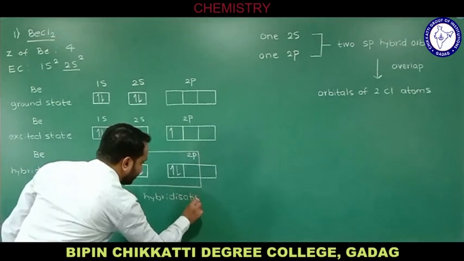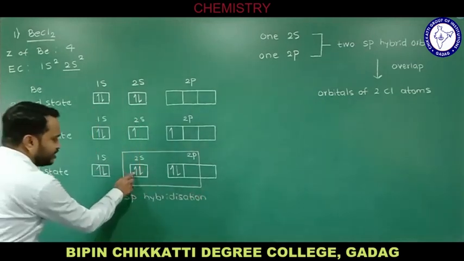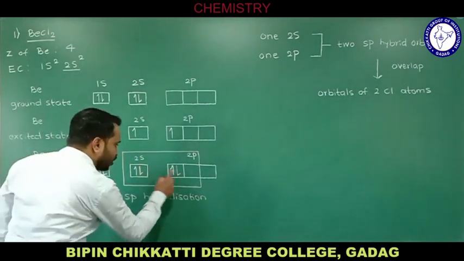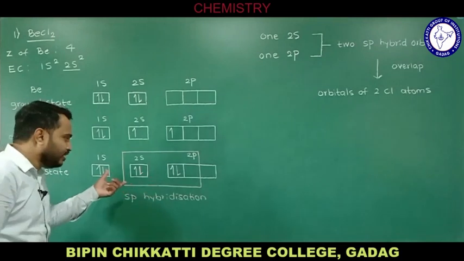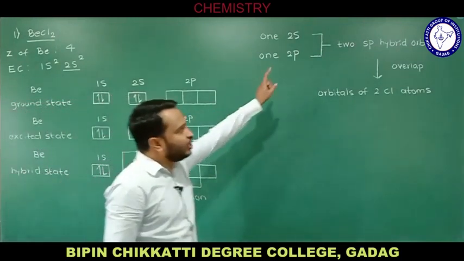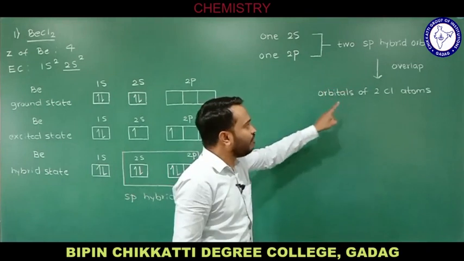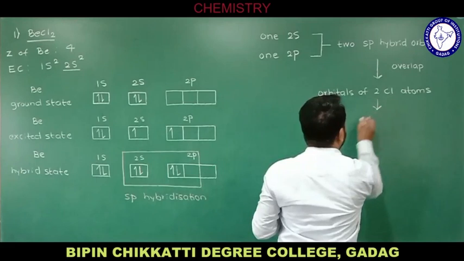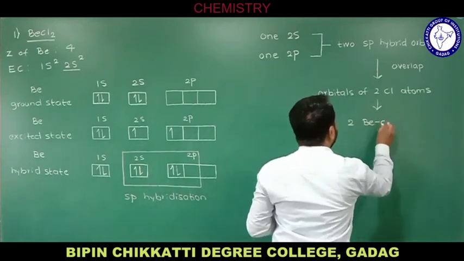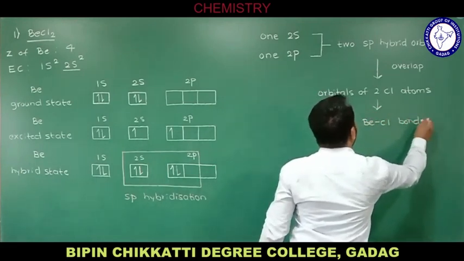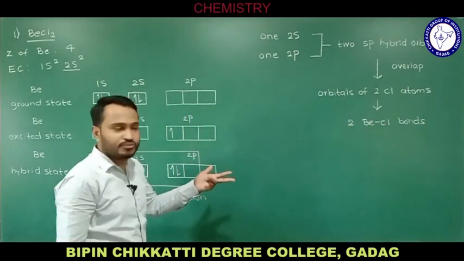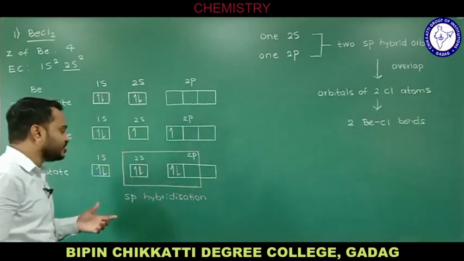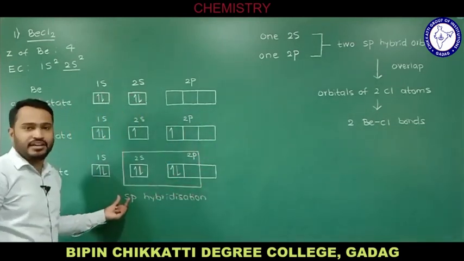This is sp hybridization. So these 2 electrons are of beryllium, and these 2 electrons are of 2 Cl atoms. This is how we can represent, and the same I have written here, 2 sp hybrid orbitals, they are going to overlap with the orbitals of 2 Cl atoms. And when there is overlapping of 2 Cl atoms, there will be formation of 2 BeCl bonds. So 2 shared pairs of electrons we have, means there will be formation of 2 BeCl bonds. This is how the hybridization takes place, and the name of hybridization is sp hybridization.